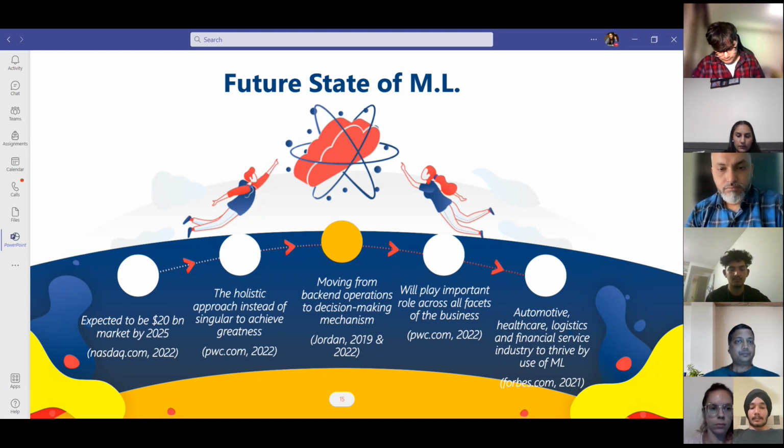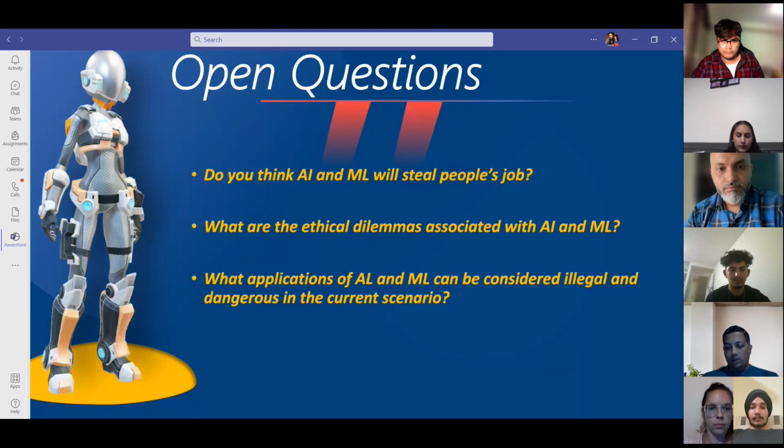Next slide, please. Let's have some food for thought with AI and machine learning. Are we going to take away jobs? And is it an ethical decision to go ahead with AI and machine learning in such a big way?